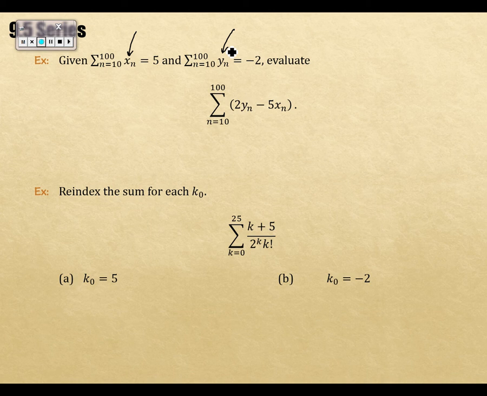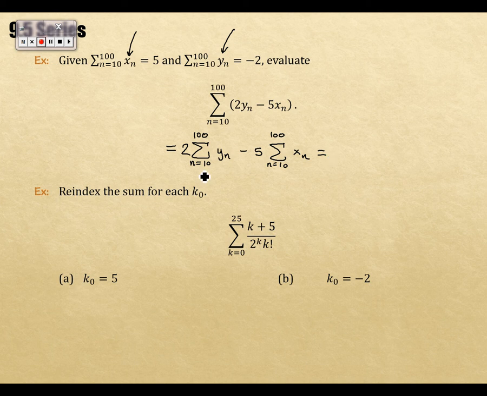Doesn't matter, though. I've told you what the sum is of this unknown sequence from n equals 10 to 100. It's 5. Yay! And over here, I've done the same thing for you. So can we compute, even though we have no idea what yn and xn are, this sum? Yeah, by the properties on the previous page, this is the sum of 2 times yn, minus 5 times the sum from 10 to 100 of xn. And now both of these things are things that were given right here and right here.